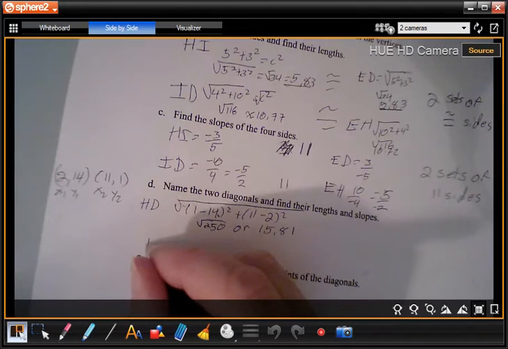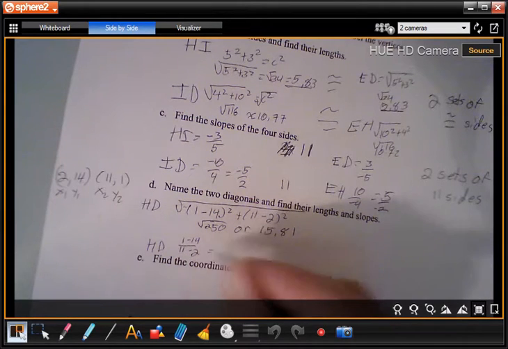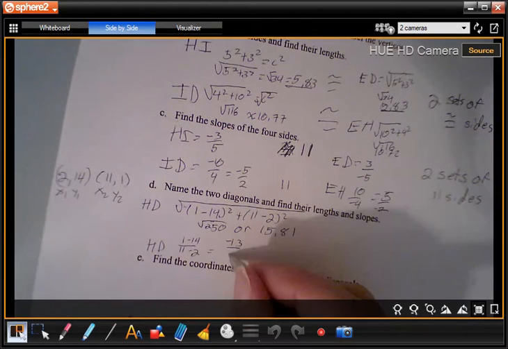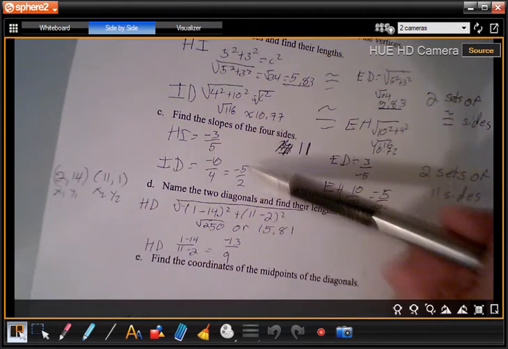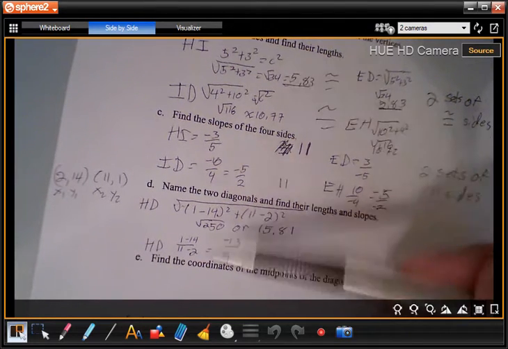And then I'm going to find the slope of this. I'm just going to do the slope formula. I'm going to go 1 minus 14 over 11 minus 2. And I get negative 13 over 9. Now, I could have done these slopes and these distance formulas up here the same way. I just wanted to show you both ways.